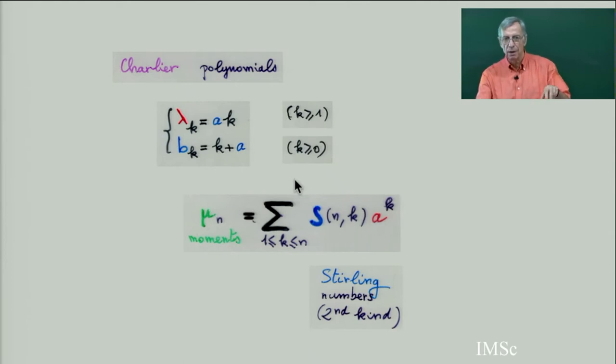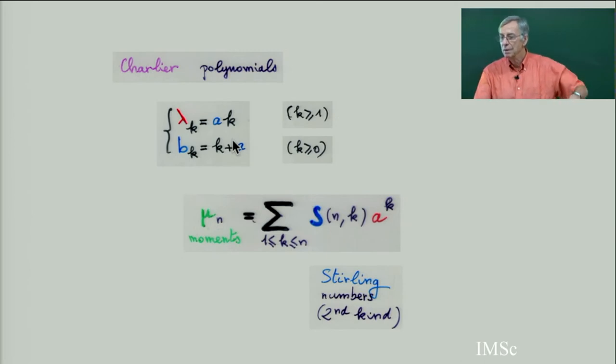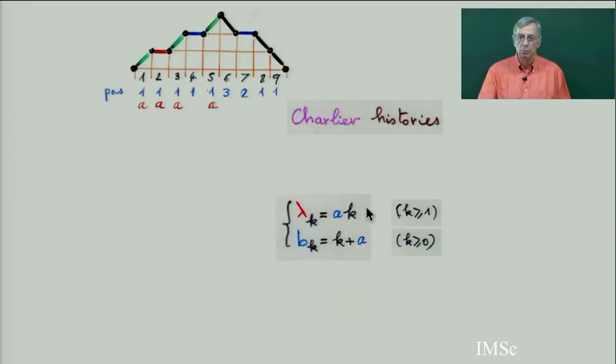So the parameter a, this is in red, this is in blue, the same parameter a is going to count the number of blocks of the partition. The proof is very simple. It's because this is a restriction of the choice of the Laguerre history. The b_k and lambda_k are just smaller, restricted. So you do the same bijection, but there are some choices forbidden. So let's see what happens.